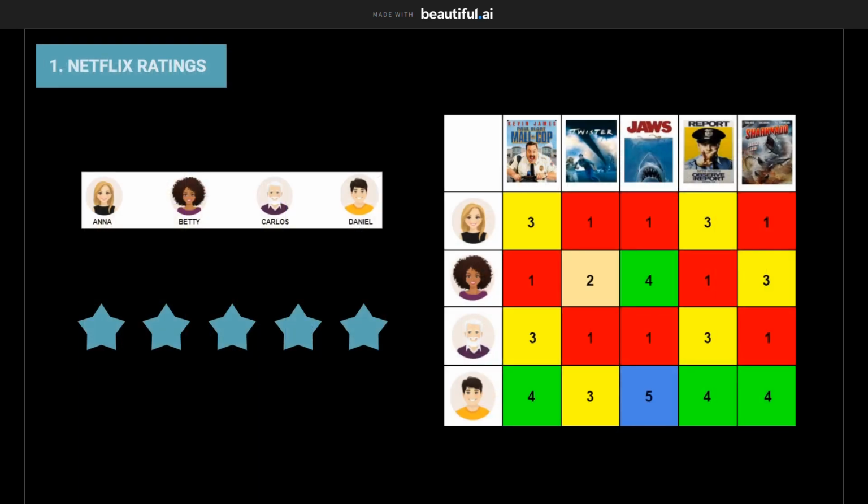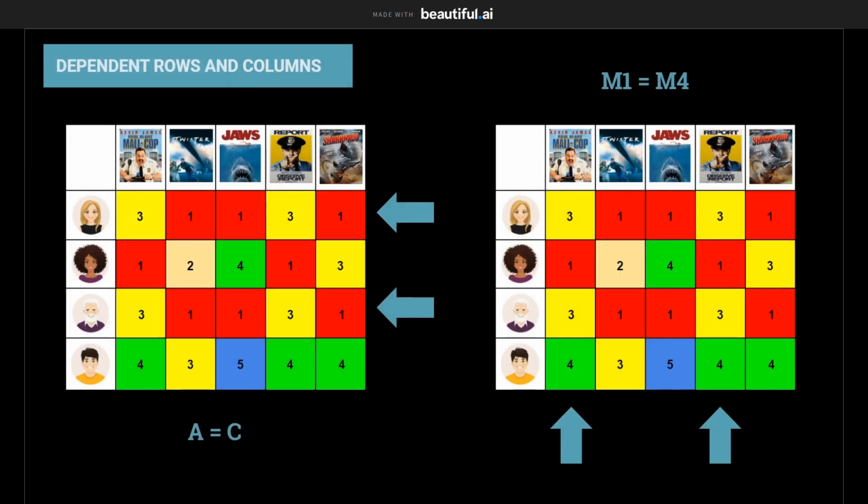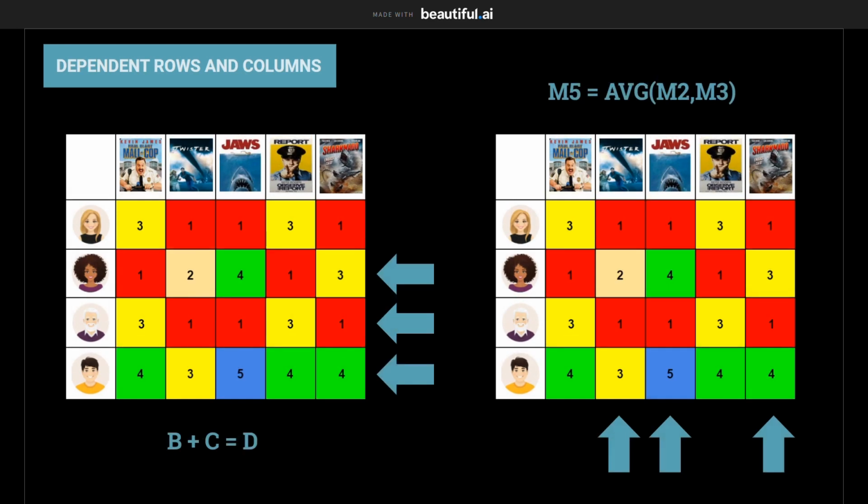As I said, the first step is the rating of the movie. The second step is to identify the dependent rows and dependent columns. Like the one here, row A and row C are the same, that is, Anna and Carlos have a similar taste. Again on the right, movie 1 and movie 4 have the same ratings. Some more observations are that row B and row C add up to row D. Again, the average of movie 2 and movie 3 ratings is going to be the rating of movie 5.